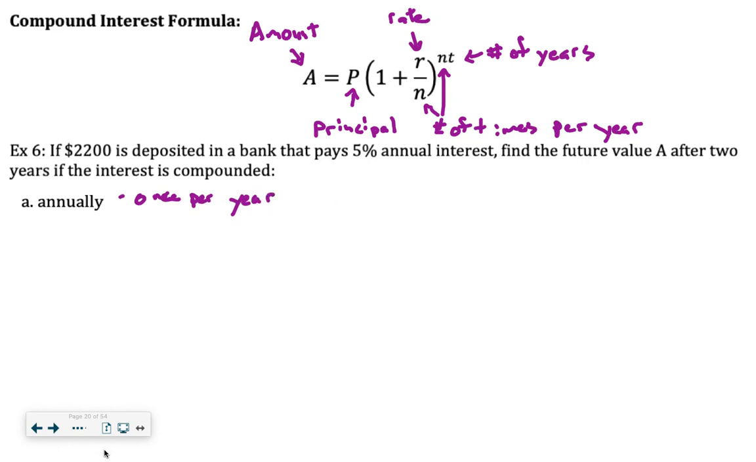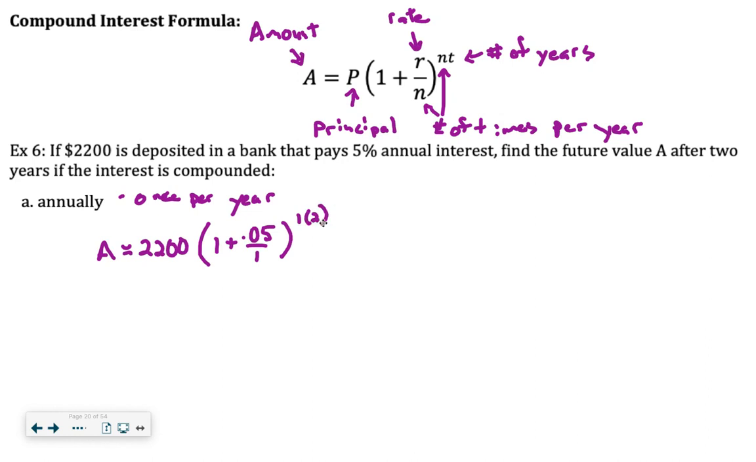So let's write this whole thing out. We will have my A, which is what I'm solving for here, equals 2,200. That's my principal amount, times 1 plus my rate, which is 5%. Remember, we have to write that as a decimal. 5% would be 0.05 over the number of times per year, which is 1, to the number of times per year times the number of years.